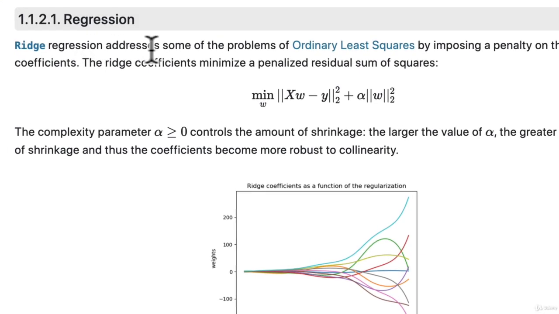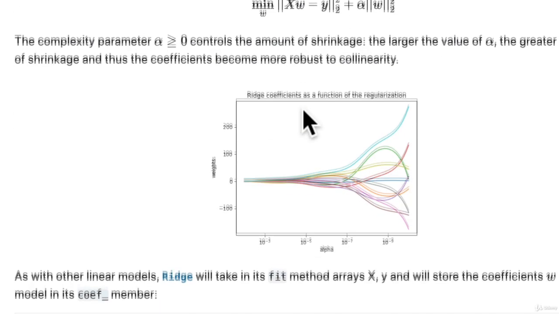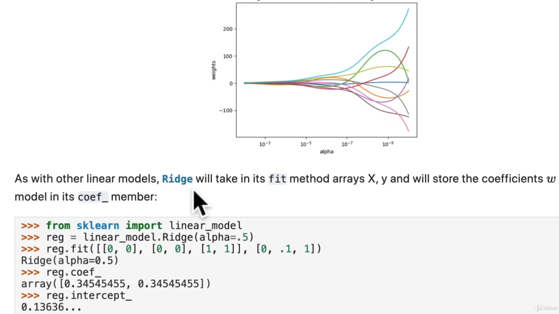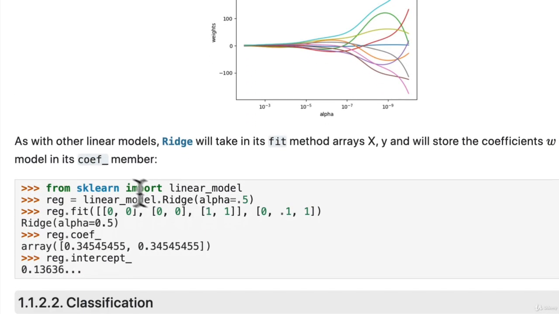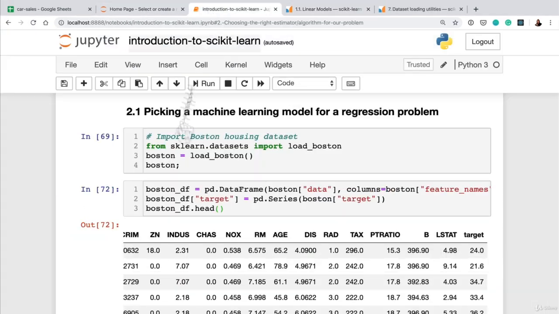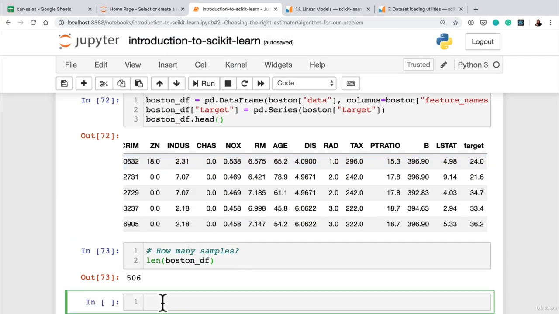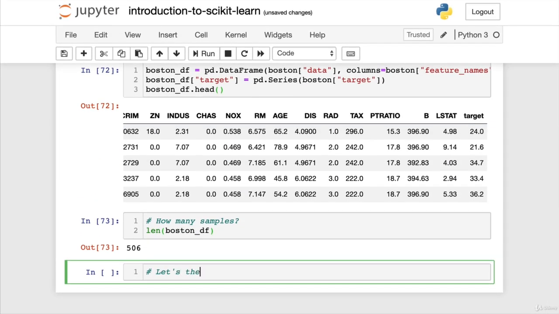Ridge regression addresses some of the problems of ordinary least squares. Then we got a whole bunch of math symbols, but really we just want to work out how we can use this machine learning model. Okay, so from Scikit-learn import linear model, Reg. Okay, so we can just import it like that. Well, let's see. Let's go back. Let's get some code working. Let's try the ridge regression model.